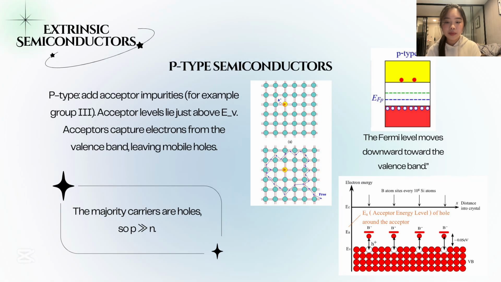The other type is p-type semiconductor. P-type is made by adding acceptor impurities, for example, group 3. Acceptor levels lie just above Ev. Acceptors capture electrons from the valence band, leaving mobile holes. The majority carriers are holes, so p is larger than n. The Fermi level moves downward toward the valence band.